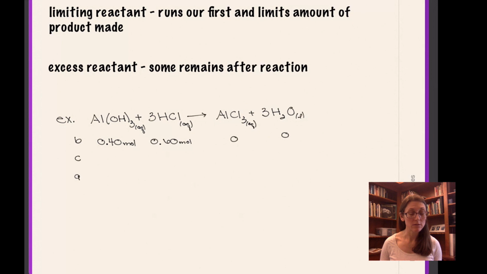What runs out, what's left over, and how much did you make? So the limiting reactant is the chemical that runs out first and therefore dictates how much product you can make. And the excess reactant is what you have left over when you're done.